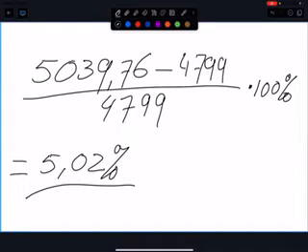It says give your answer in what? 2 decimals. Remember, reading is essential. Some people, I think, only wrote 5%. 2 decimals.